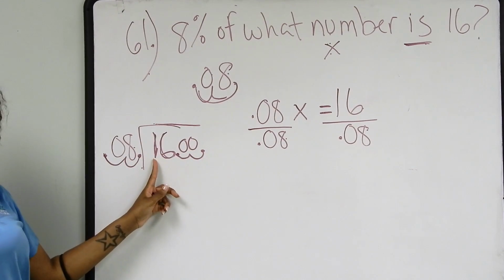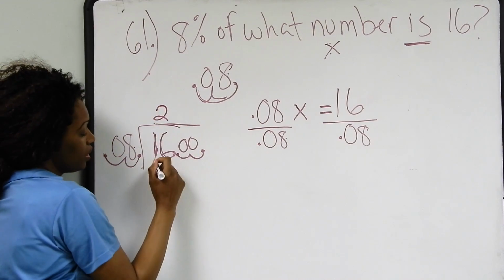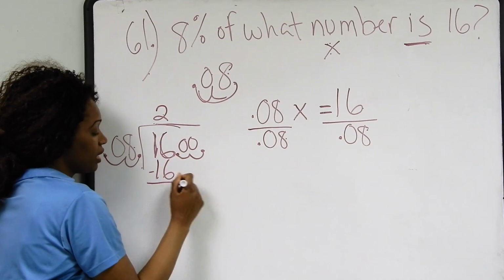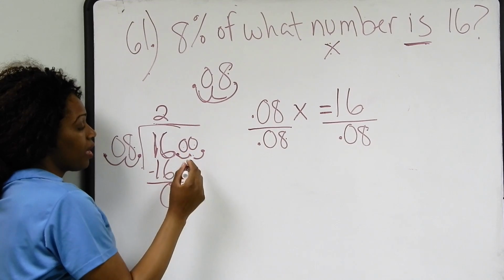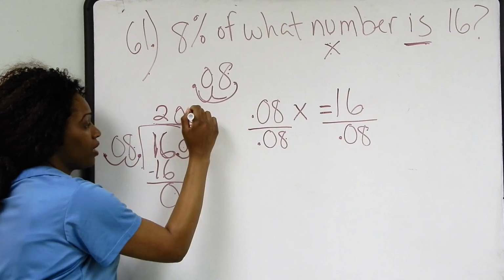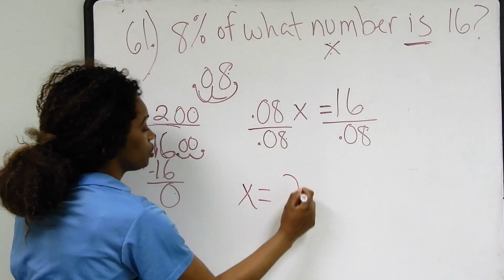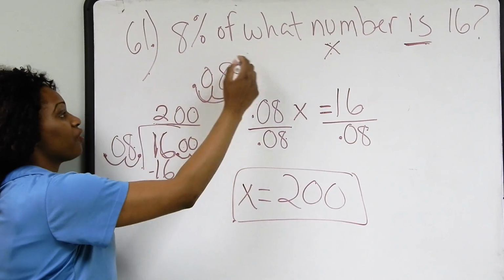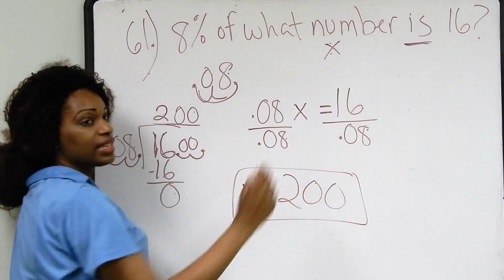8 goes into 16 2 times. 8 times 2 is 16. 16 minus 16 is 0. And since we only have zeros here, all we simply have to do is fill in zeros at the top. Our final answer is x equals 200. So the answer to 8% of what number is 16? 8% of 200 is 16.